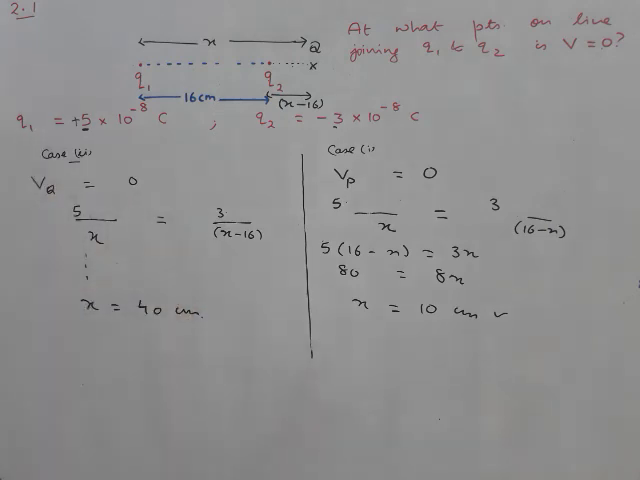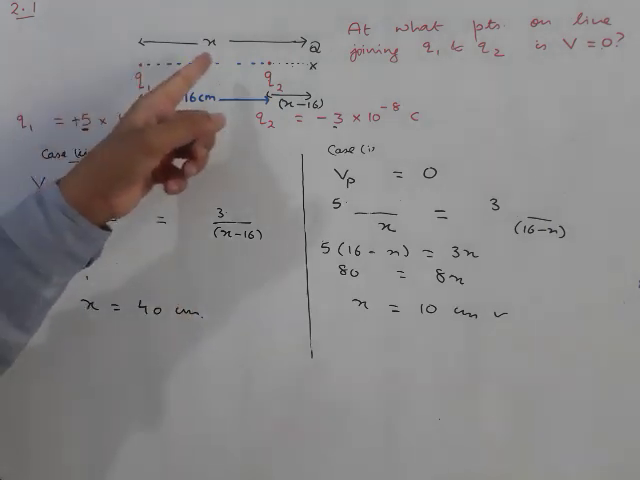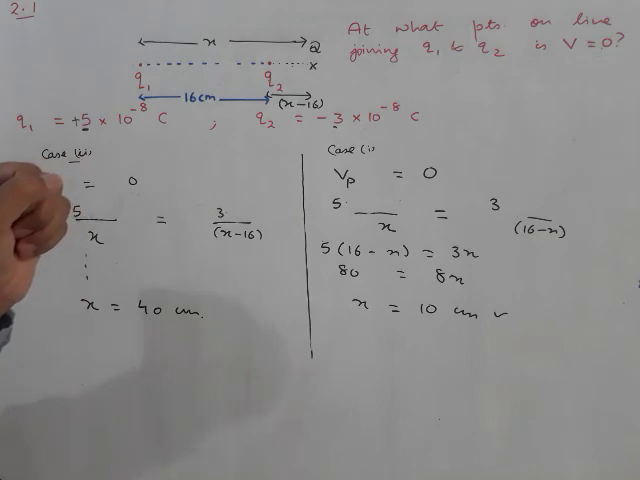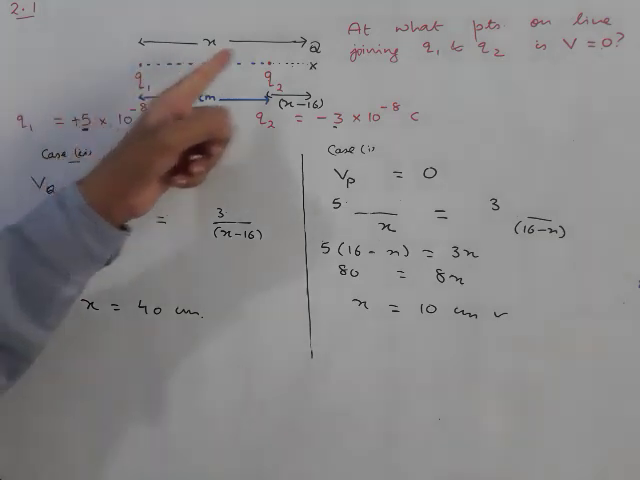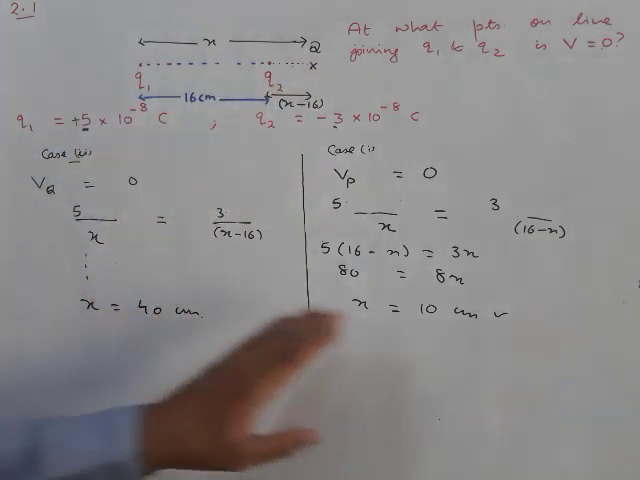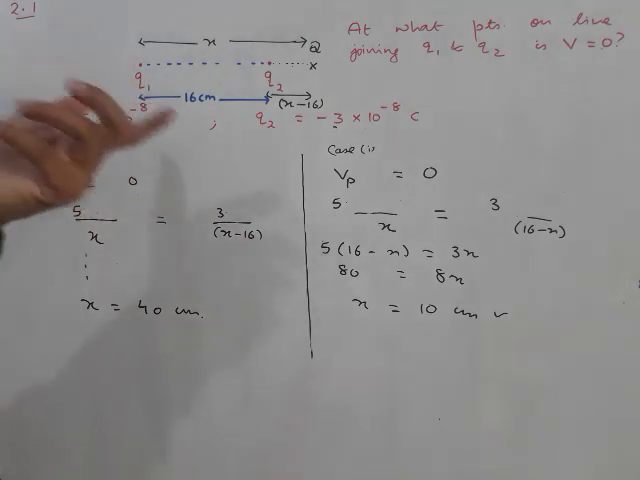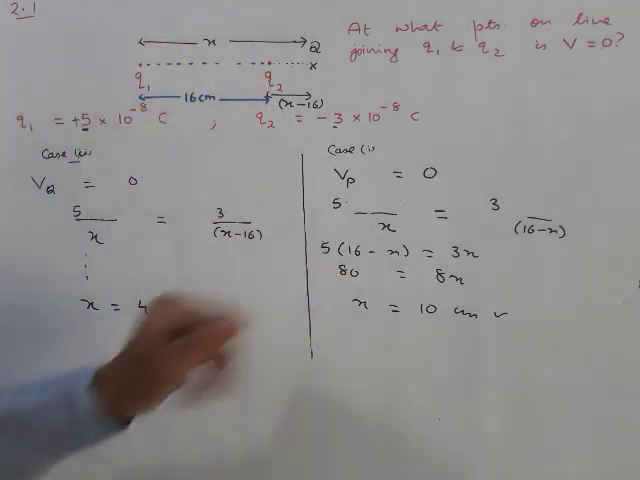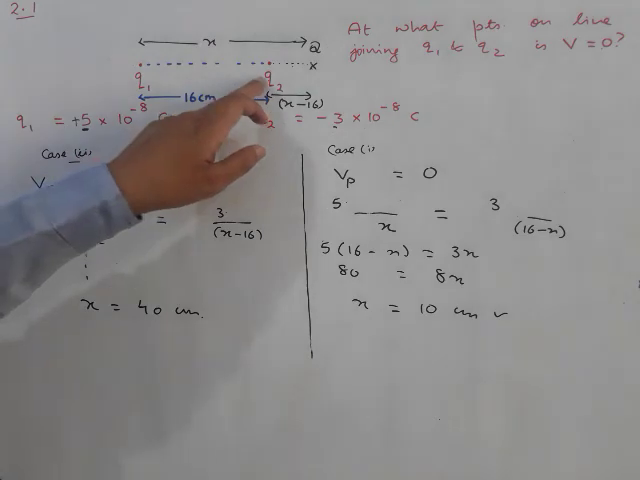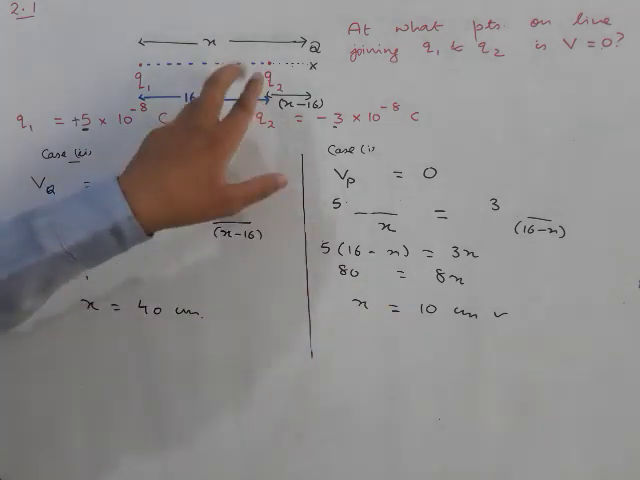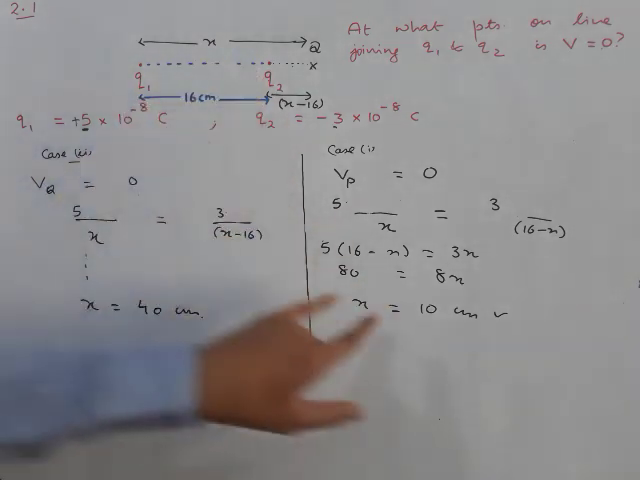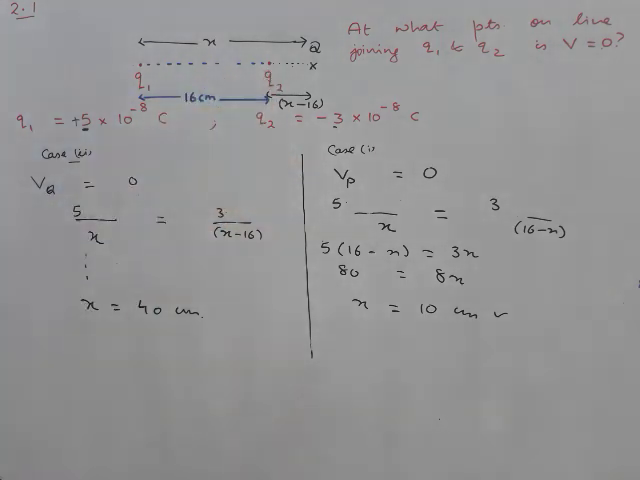So two answers are there: from Q1 at a distance of 10 centimeter, and from Q1 only at a distance of 40 centimeter. These distances I have taken from Q1. If you wish, you can write the distances from Q2. The answers will change. For example, from Q2, for the first point, the distance should be 6 centimeter, because this is 16, that is 10, remaining will be 6. Likewise from here. So this is the method.